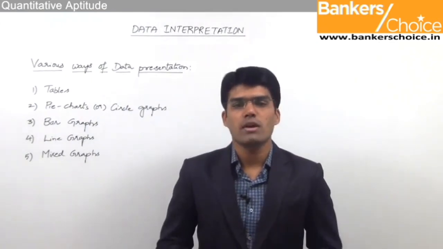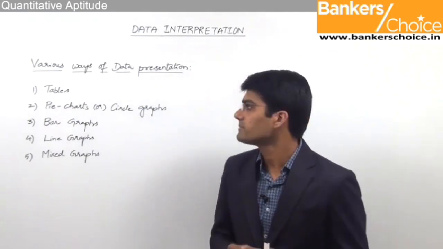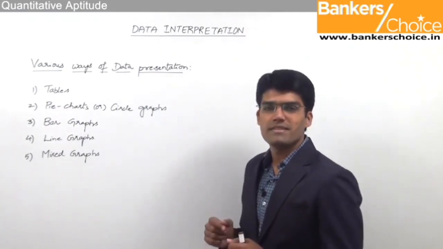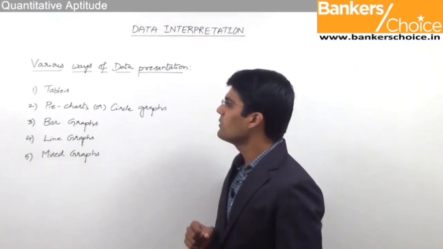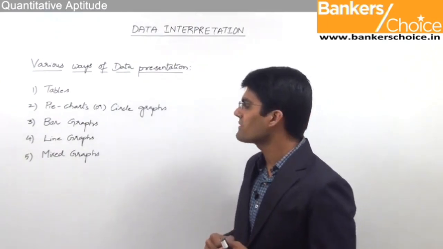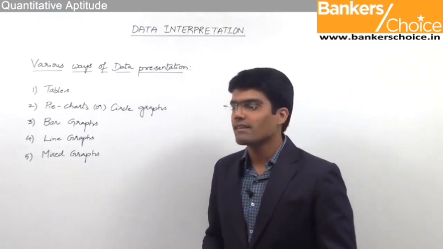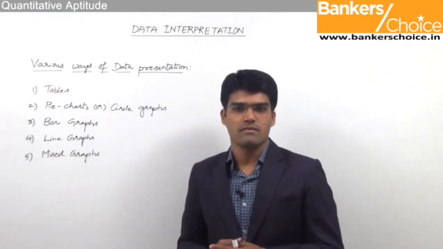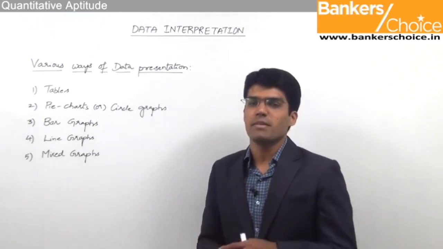Let us quickly look at what are the various forms in which the data can be presented in a structured manner. Now the various ways of data presentation are as follows. First one is tables, the second one is pie charts or circle graphs, third one is bar graphs, fourth one is line graphs, and the fifth one is mixed graphs. So generally these are the 5 different ways in which the data can be presented.